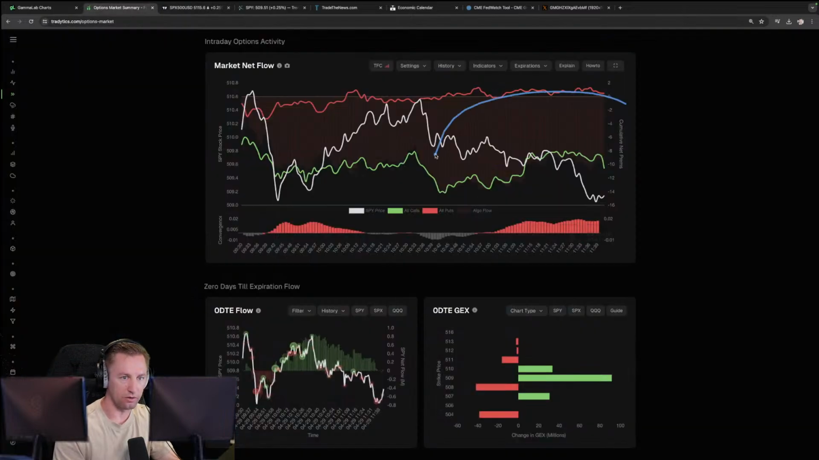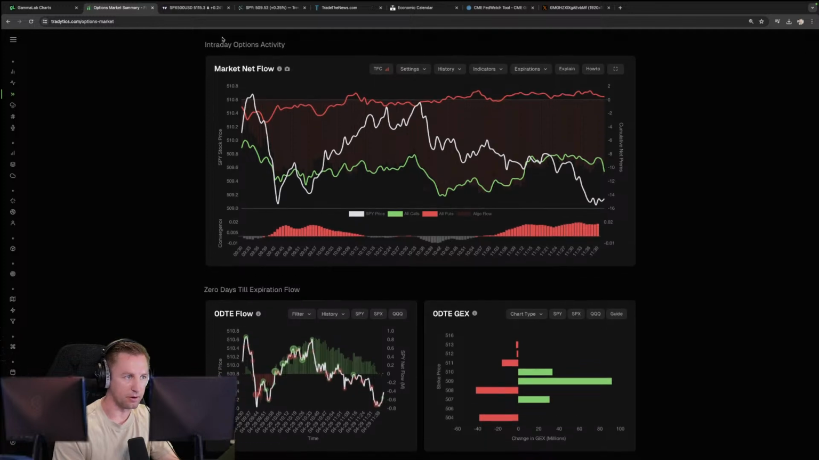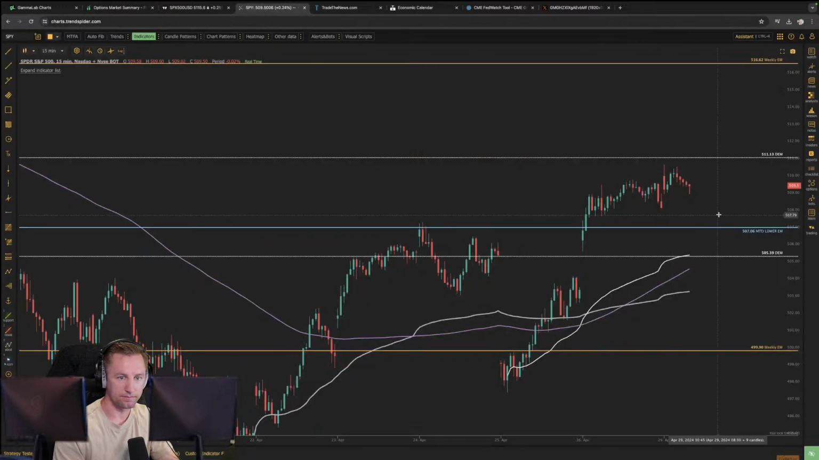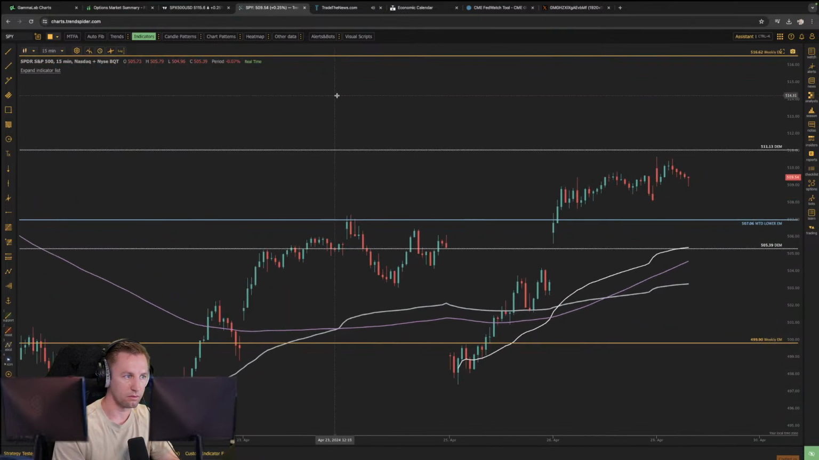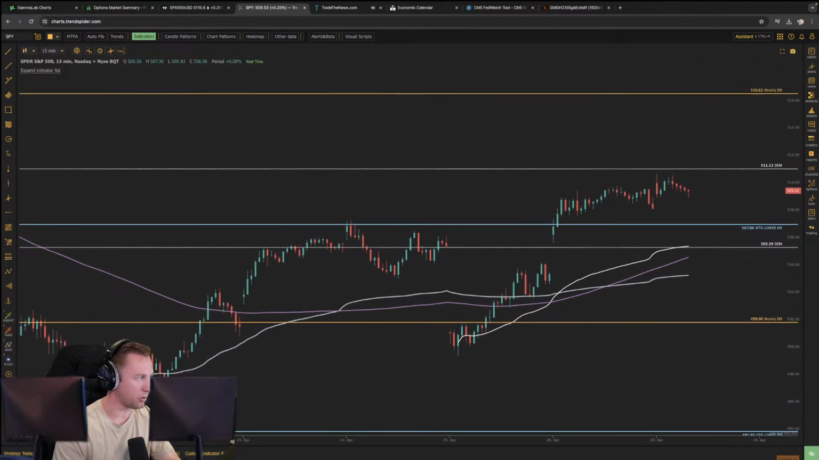Looking at market net flow, it has to update, but it still shows that bearish divergence. Not a real edge here in today's market. So I'm going to pull up some of the individual names that I'm looking at.